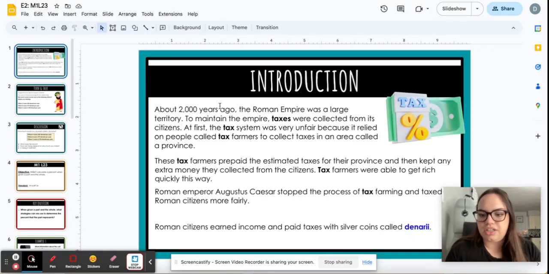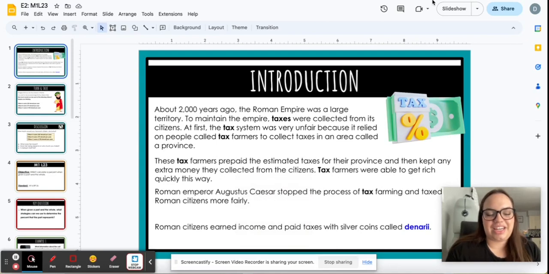In the introduction, I have here exactly what was put in the lesson by Eureka Squared. And I bolded those words: tax, tax, tax. I want students to know that that's what we're talking about, tax. And I put this image very intentionally because I want students to understand that tax is a percentage.